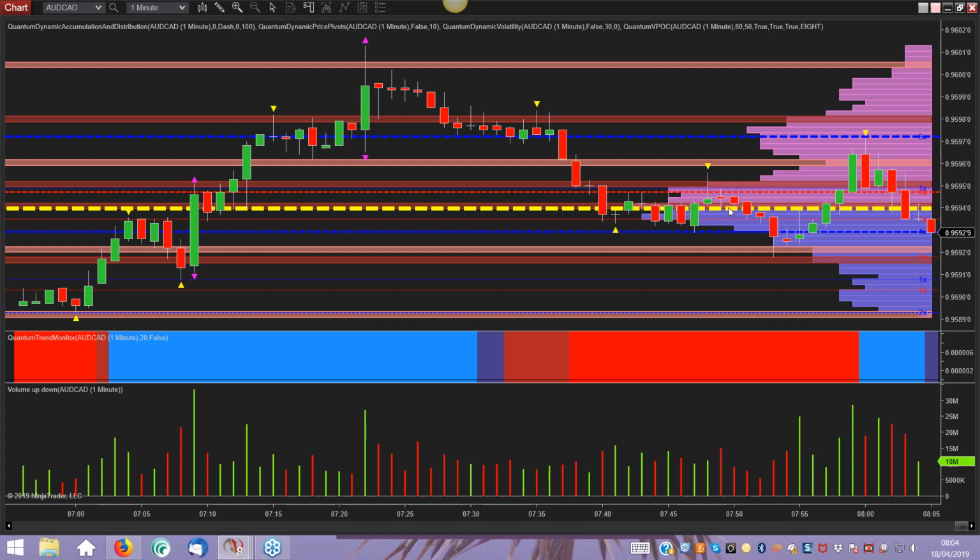The volume point of control, the yellow dash line, signifies the greatest density of volume on the chart. You can see it here, it's right out to here. So this is the region where price, time, and volume have been in consolidation for the longest time.